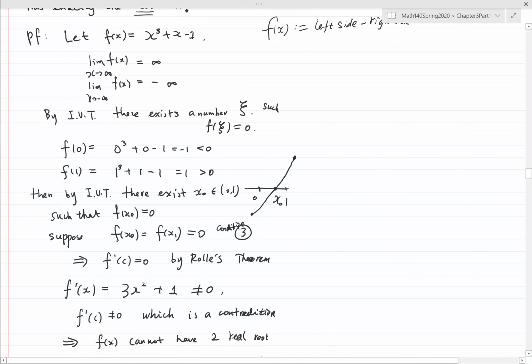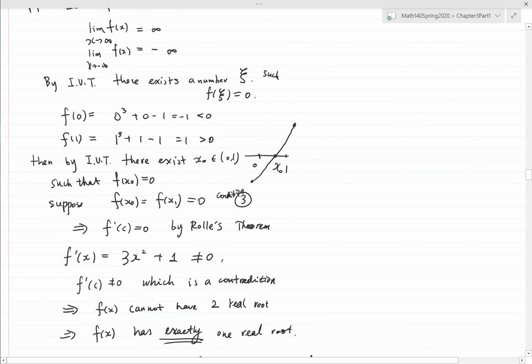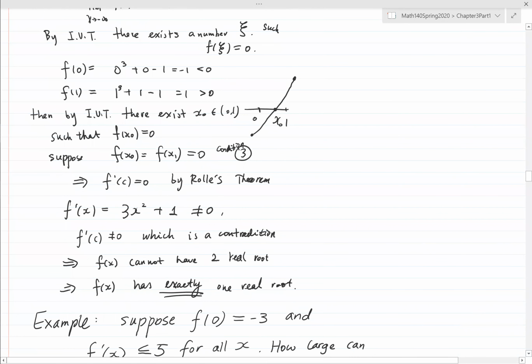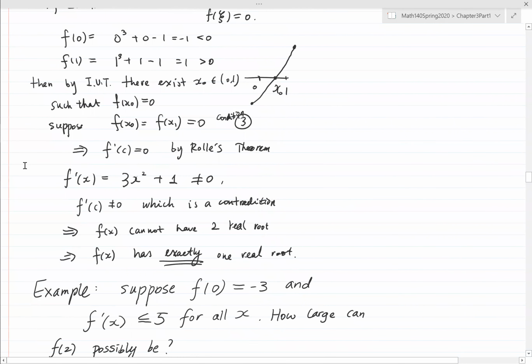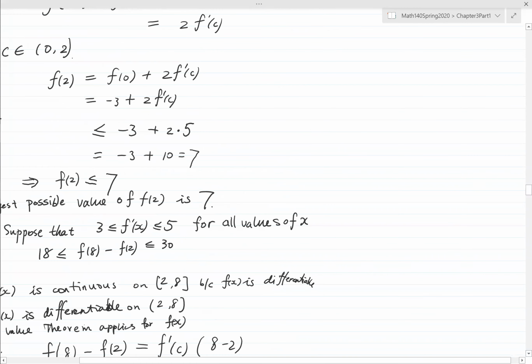The way to do that is we suppose that there are two roots and then find a point where the derivative vanishes. However, for certain situations, the derivative cannot vanish. So for instance, for this example, the derivative does not vanish, and then we get a contradiction. So we can prove that this function cannot have two real roots. So this is what we did last time.